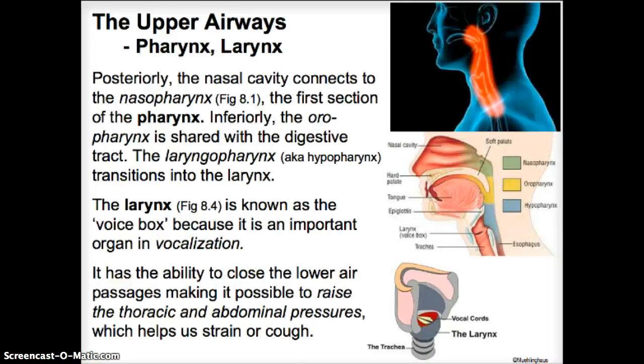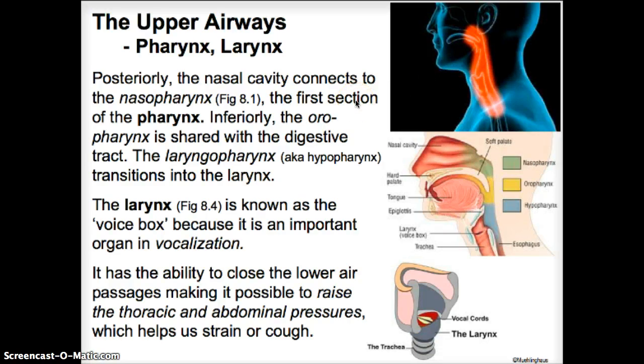Posteriorly, the nasal cavity connects to the nasopharynx, which is the first section of the pharynx. So the pharynx is sort of a place where we share food and air. Well, in the nasopharynx, we hopefully don't share too much food, but it's a place where we share the two. We can have food coming out of our nose if it has to. It's connected. Hopefully that won't happen.